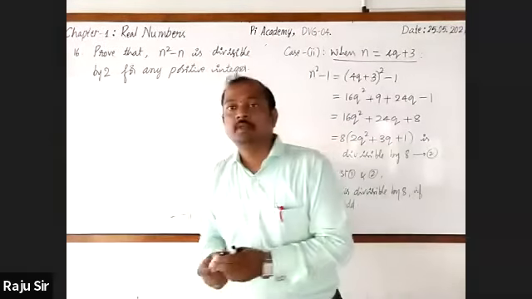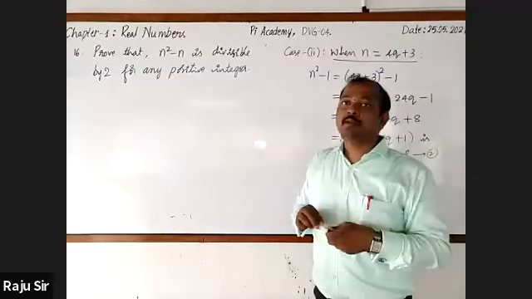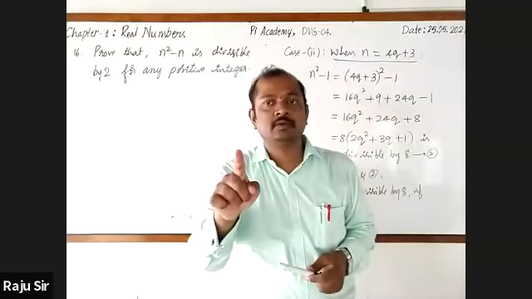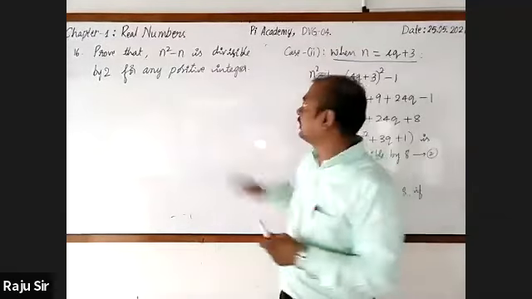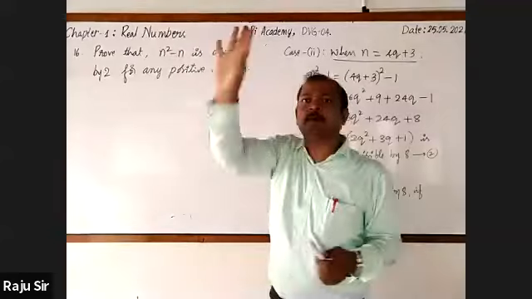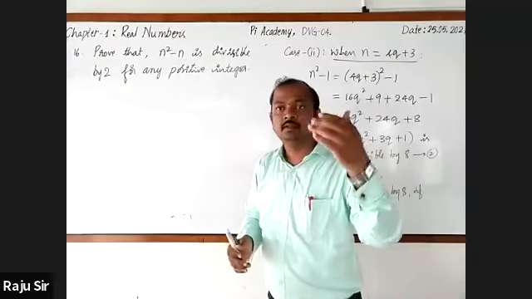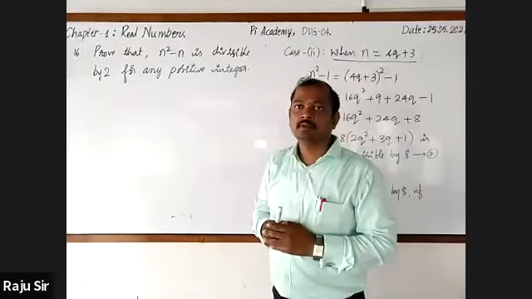Dear student, in the previous problem it was given that n square minus 1 is divisible by 8 if n is what? Odd positive. Yes sir, it was possible only for odd. But now it has been given to prove that n square minus n is divisible by 2 for any positive integer. Any positive integer means it may be either even or odd. Did you understand?